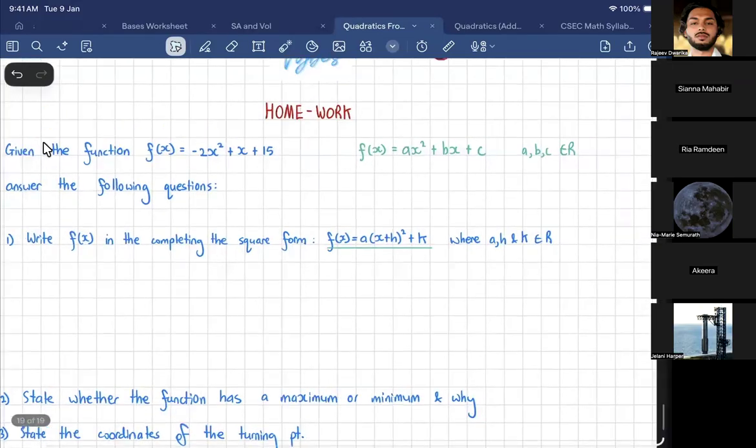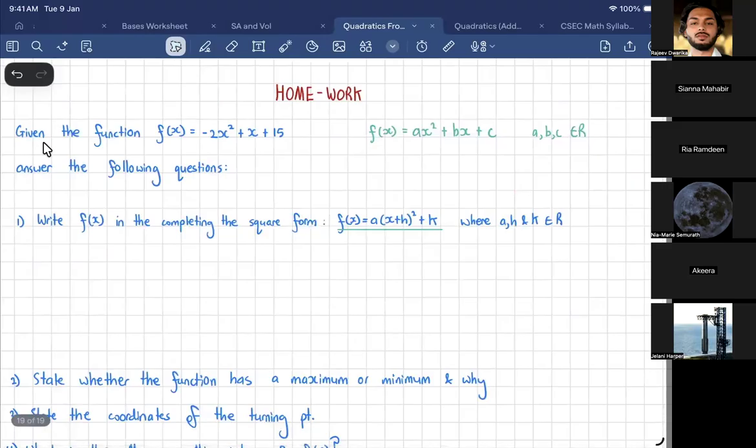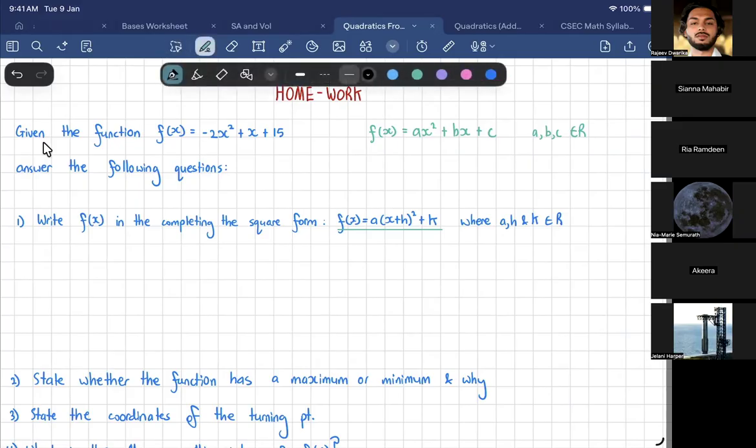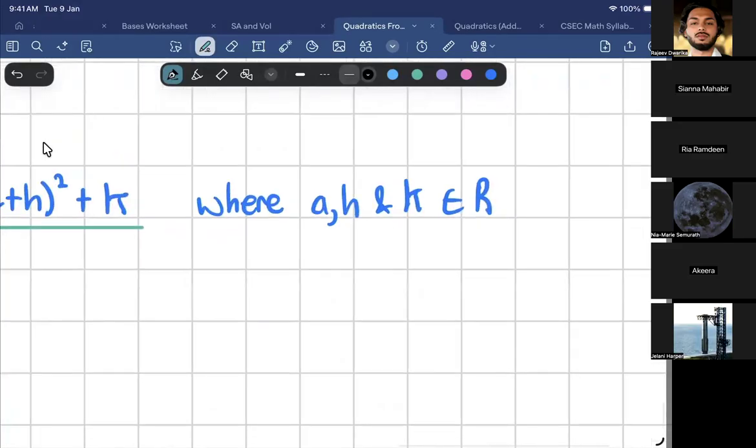So Ria, read part 1 for me. Write f of x in the completing the square form: f of x equals a open brackets x plus h squared, plus k, where a, h, and k are elements of the real numbers.